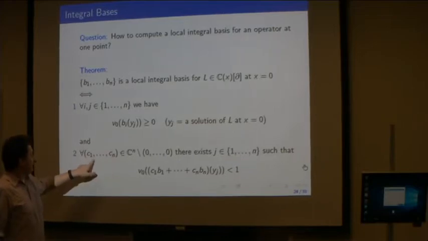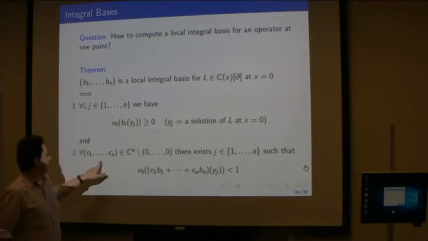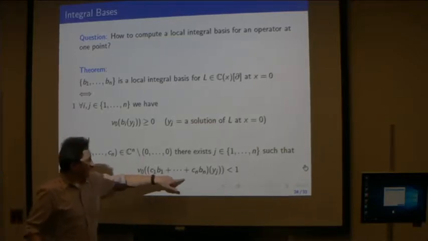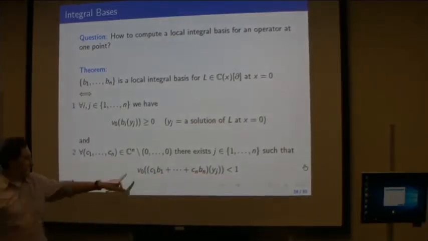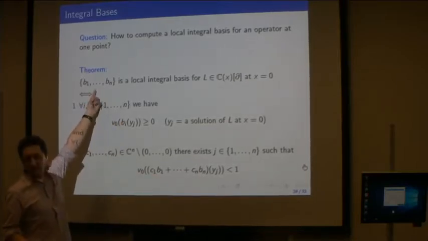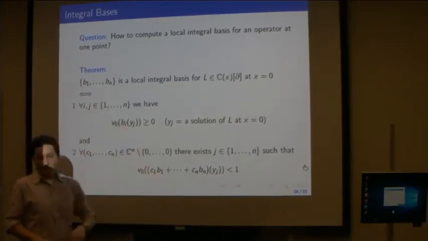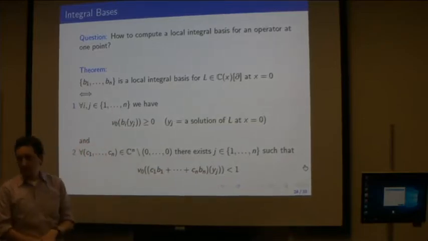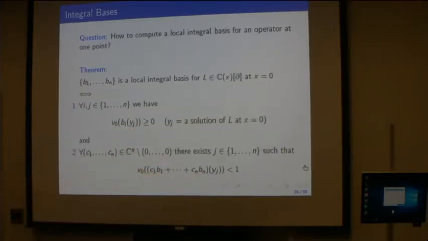Which means that if we have these numbers here, all of them different from 0, then the valuation of this combination should be less than 1. If it is greater than 1, then we can multiply by 1 over x, and we will have another integral element which cannot be written in terms of this. So then it is not a basis. So if this is not satisfied, one of the elements in the basis is wrong. So now these valuations are greater than 0 and less than 1. So this is a theorem, and this theorem actually gives us an algorithm to compute local integral bases.